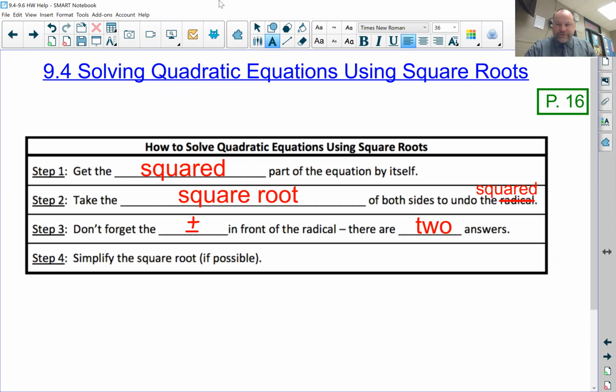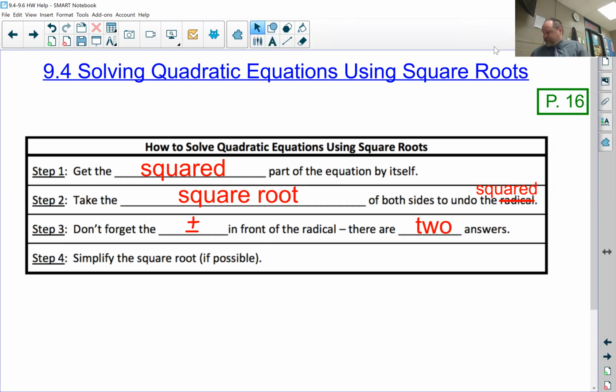If you remember back to 9.4, we were solving using square roots. So we had just done 9.3, which was simplifying square roots. And then we started solving equations using square roots. And the biggest thing here, we had x squared and a number. So we wanted to get the x squared by itself. Then we took the square root of both sides to undo the squaring part.